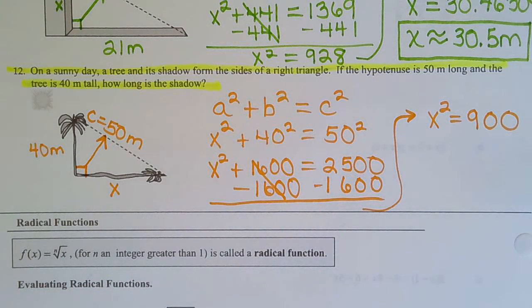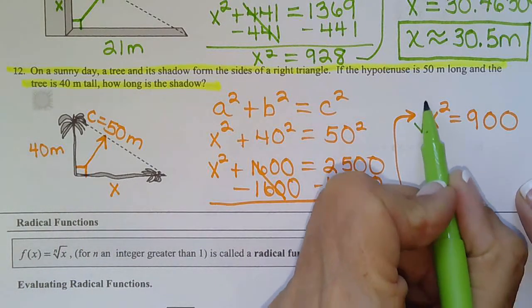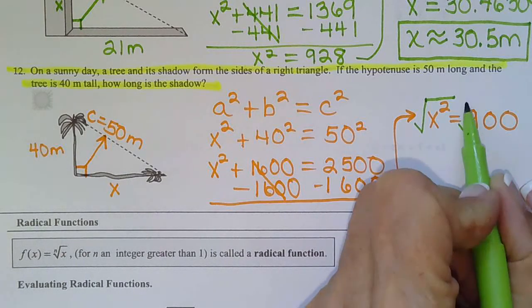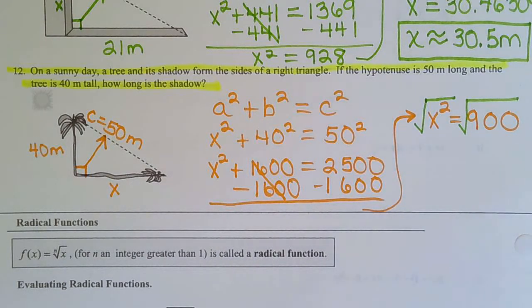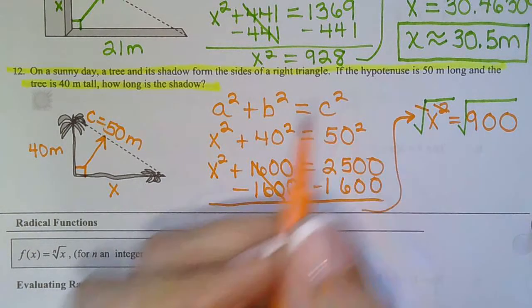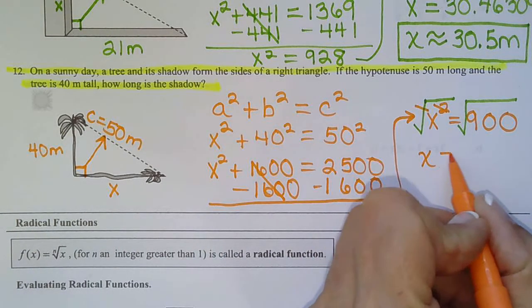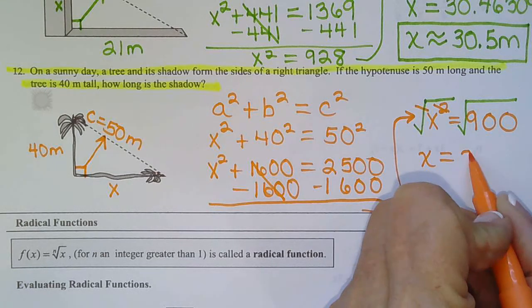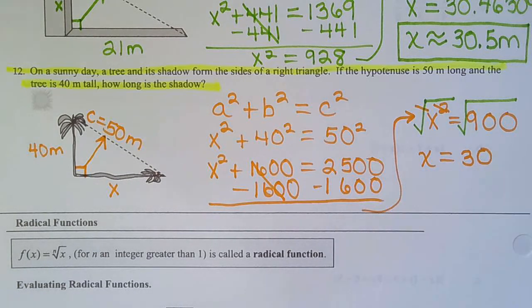And then we have to square root both sides in order to find out what x is, because remember, we don't want to know x squared, we want to know x. So square root both sides, and the square root and the square undo each other, so we get x equals, and when you type that in your calculator, you get 30.